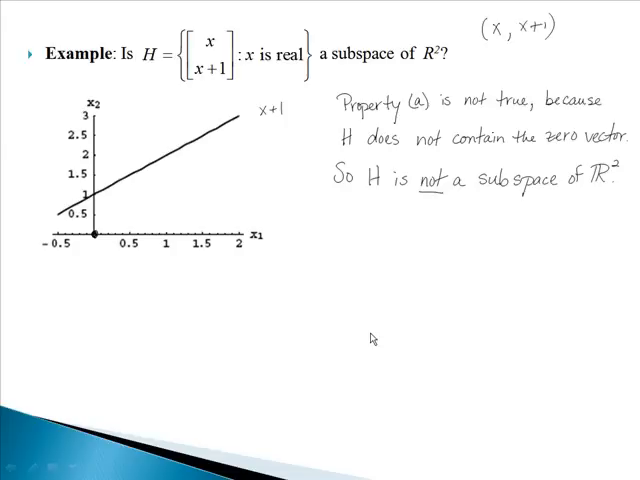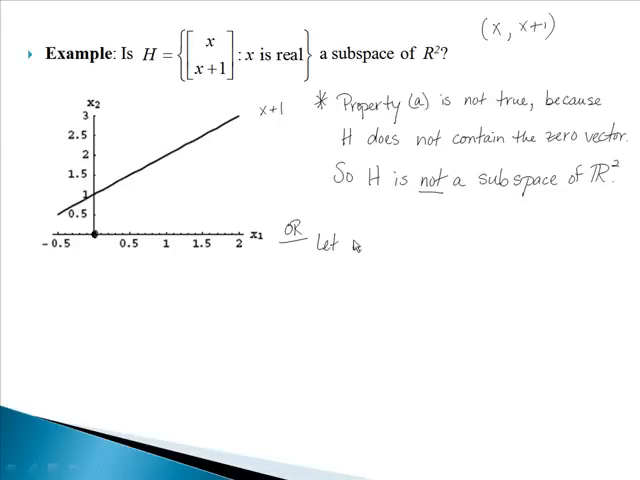And to show that it's not, we can disprove any of the 3 properties. We've kind of used the easiest one, the first one, the 0 vector. If the 0 vector is not there, it's not a subspace. However, sometimes the 0 vector is there and it's still not a subspace. So I'm going to show you how we could have used one of the others in this case to disprove.